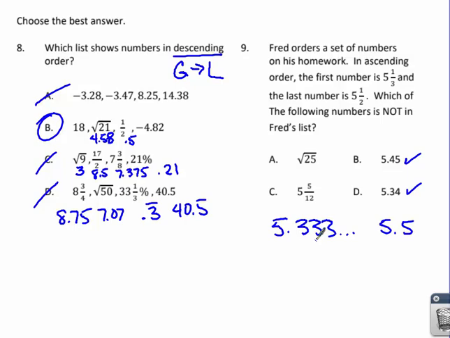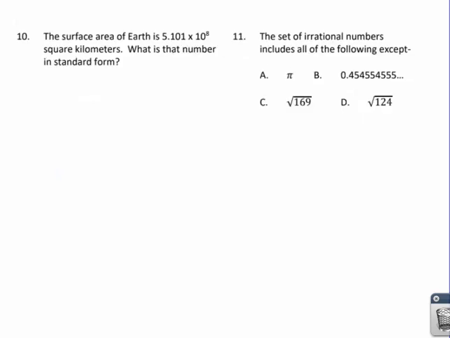So now we're looking at these two. If we look at the square root of 25, we know that the value of that is 5. And 5 and 5/12 would be 5.416 with the 6 repeating. So which one is actually in between those? Is it 5 or 5.4? 5.4 is in between, so that means A is the one that is not in the list, because 5 would be somewhere down here. Okay, last two questions.